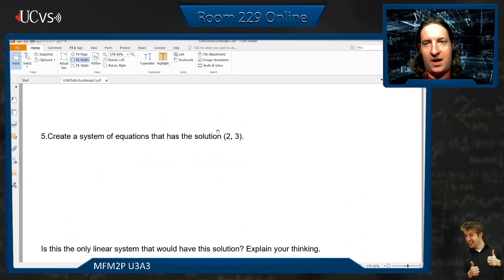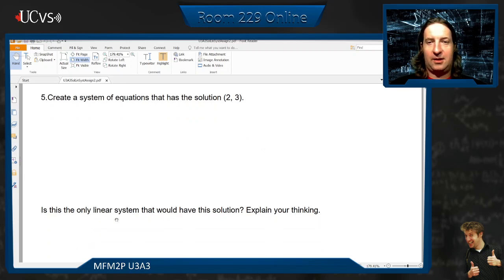And then 5 gives us the answer. Answer is (2, 3). Come up with a system of equations, so basically just 2 equations that have the solution (2, 3). And then tell me, is this the only answer? Or can you get another one? Is it possible that there's more?